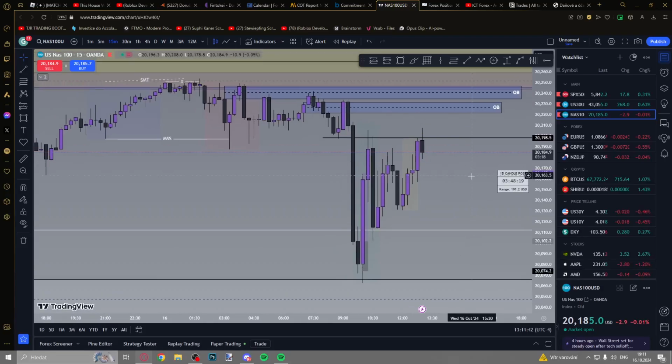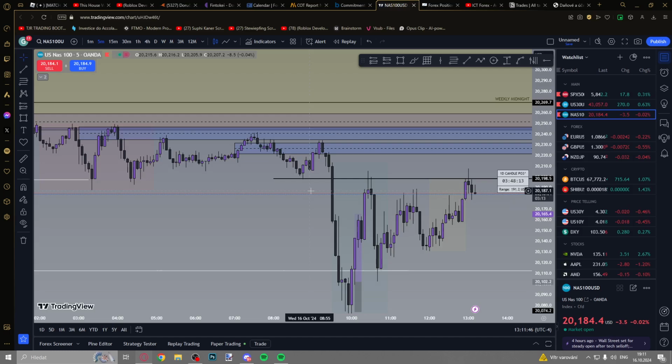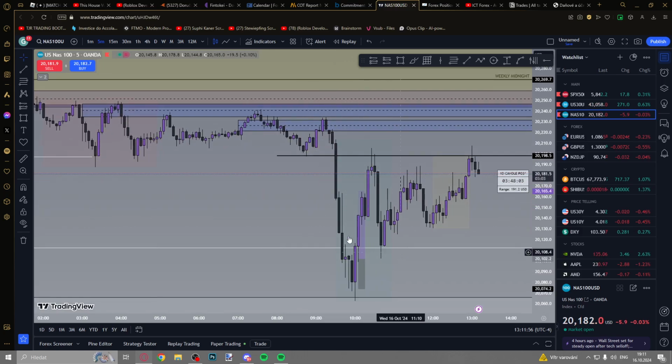And the thing is, it just straight dropped. There wasn't really anything for me to take. I usually trade the 5-minute time frame, right? And you can see it just went. Here, this was another market structure shift, but then it just straight went down.